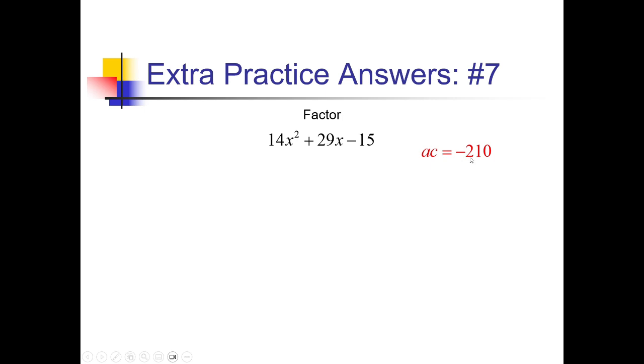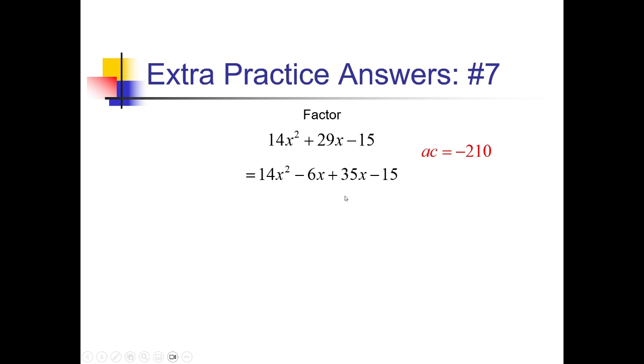6, does 6 go in there? I feel like it should because 2 and 3 both go in there. So let me think. 6 times 35? Let's see, that would be 180 plus 30. Yep, 6 times 35. Hold on a second. I think I found it. Negative 6, positive 35. That would get me 29. So we've got 14x squared minus 6x plus 35x minus 15. Okay, I think we can work with this.